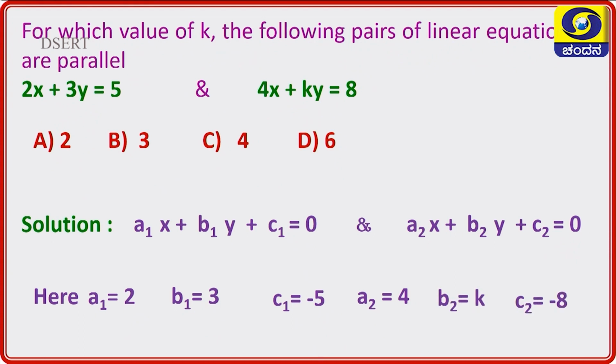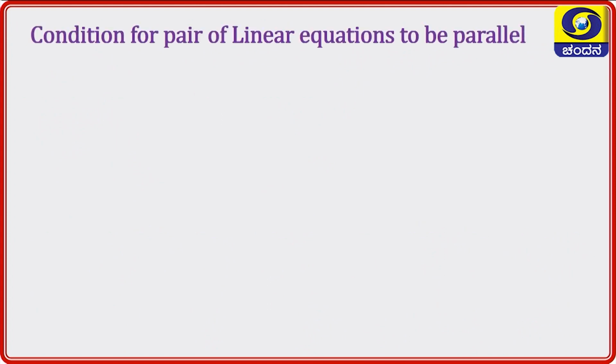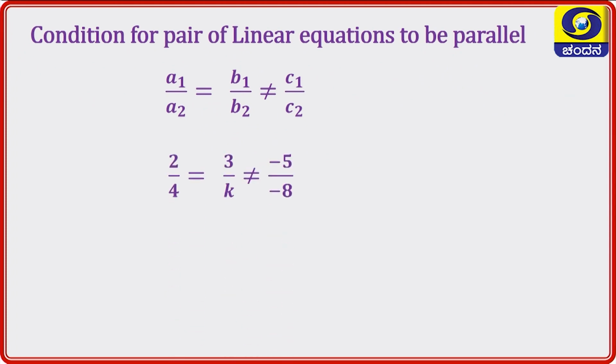Again, the same procedure we have to follow here also. Now, what is the condition for parallel? For the condition of parallel, it must be a1 by a2 is equal to b1 by b2, but that is not equal to c1 by c2. Let us consider a1 by a2 is equal to 2 by 4, b1 by b2 is equal to 3 by k, which is not equal to minus 5 by minus 8.